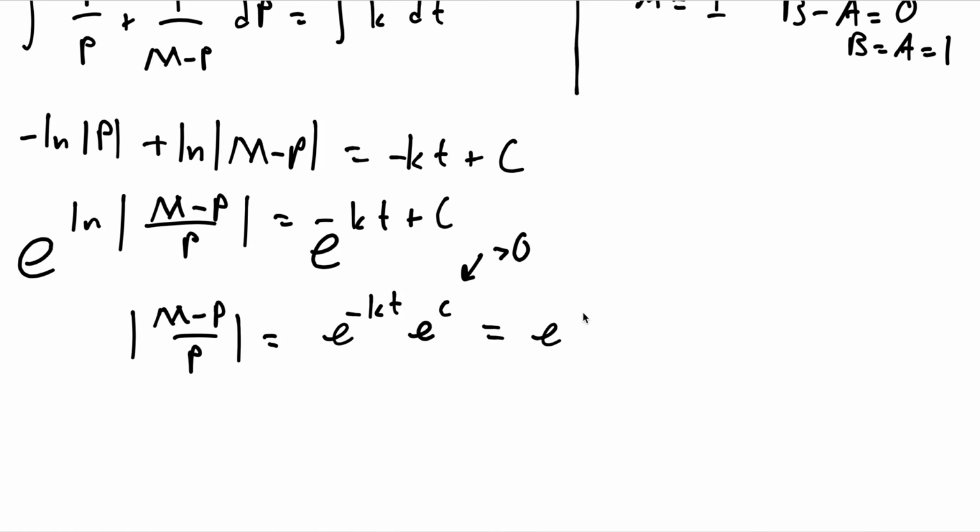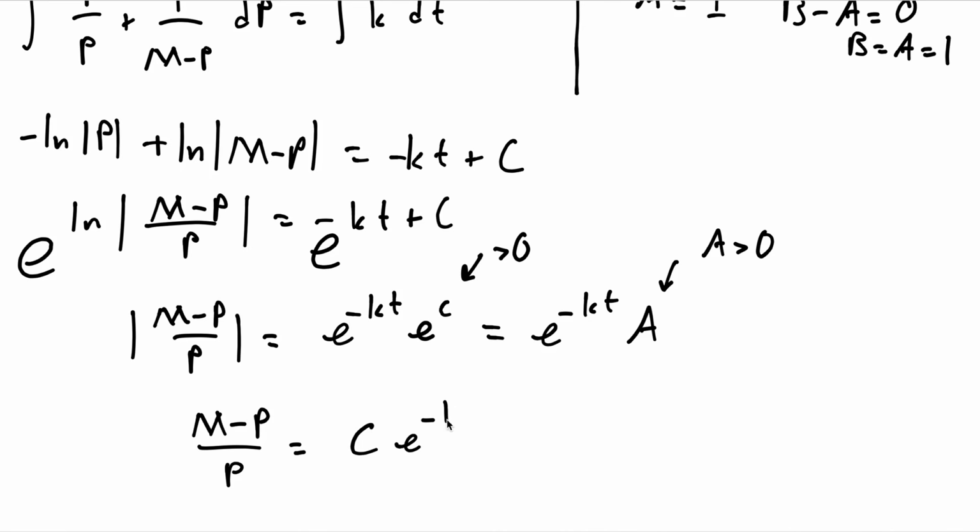So we could express this as e to the negative kt times A, where we understand that A is some positive constant. To deal with the absolute value bars, this constant could be either positive or negative. So we have (M minus P) divided by P equals, instead of having some positive constant times e to the negative kt, we can express this as any positive or negative constant C times e to the negative kt.